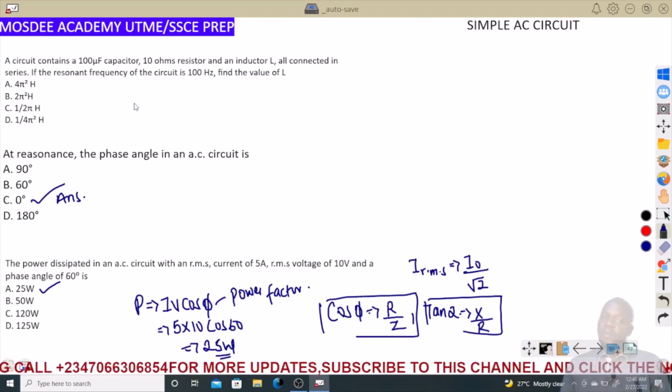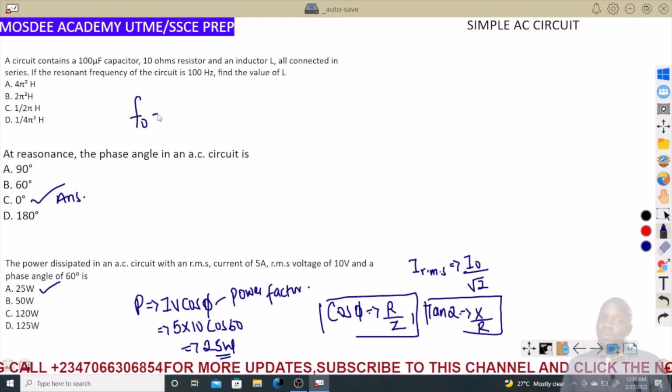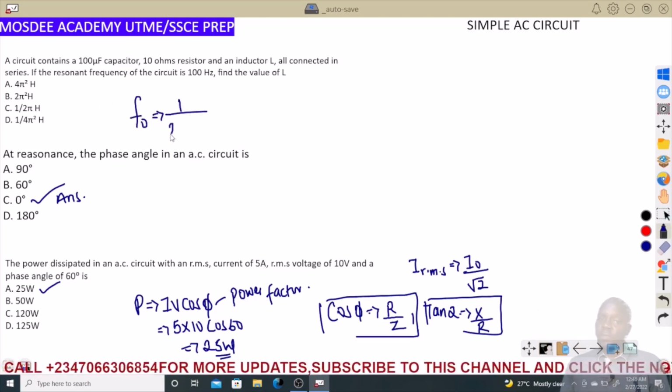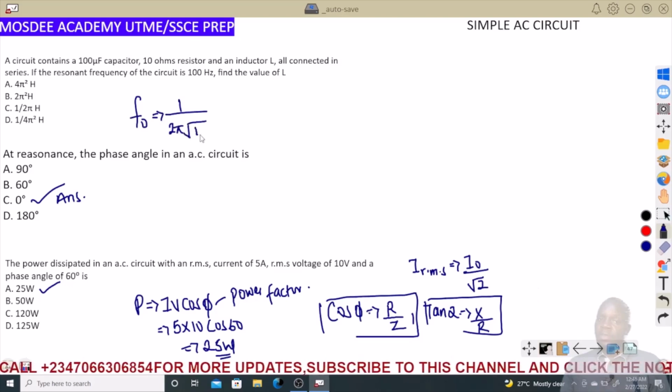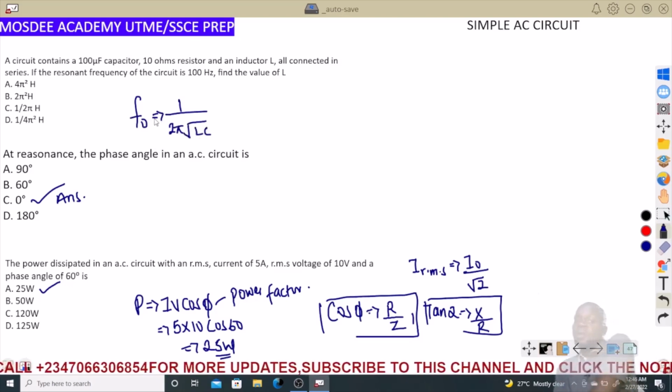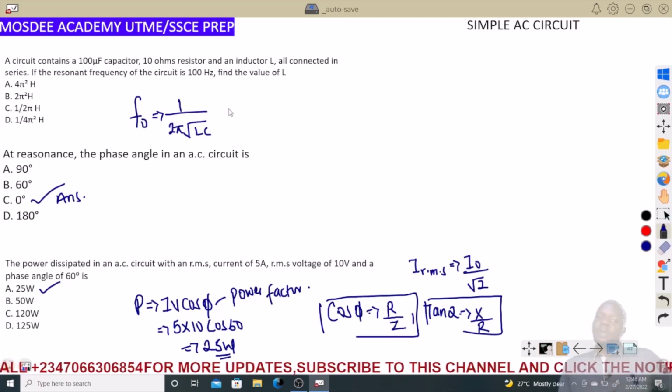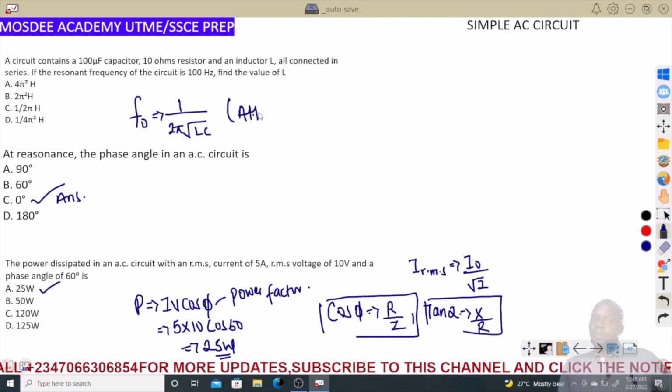At resonance frequency f naught, we have 1 over 2 pi root LC. In this question, you are looking for L. Let me see if you can do that. Try these and drop your answers to us in the comment section.